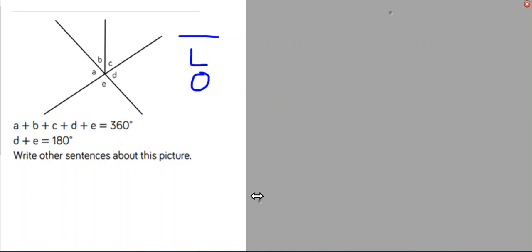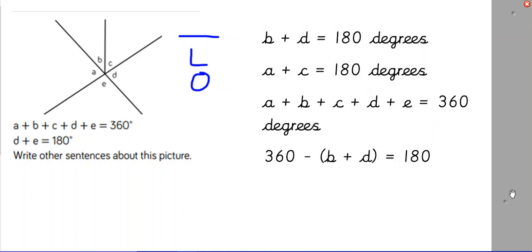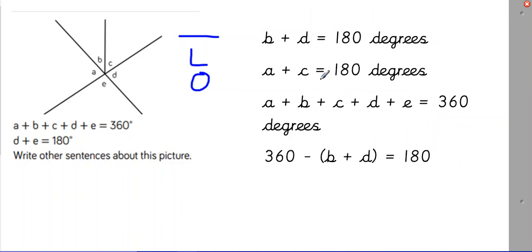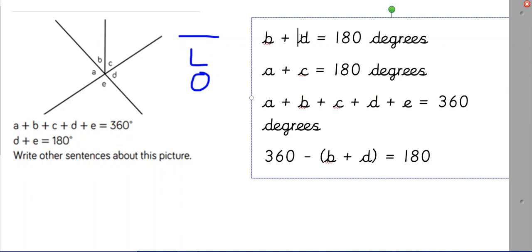Okay, so there's many sentences that you could have written. I have written these ones. So B plus D is 180 degrees, but that's not quite right. So I need to give myself a little slap on the hand there, because B plus C plus D. So B plus C plus D equals 180 degrees.